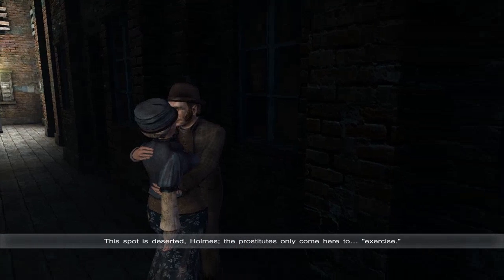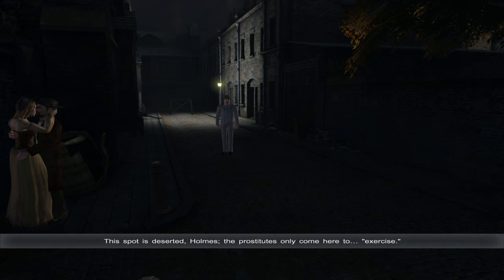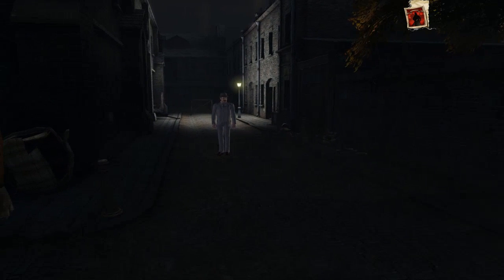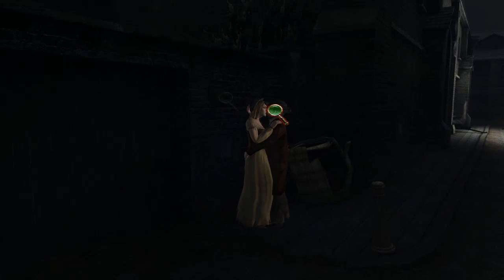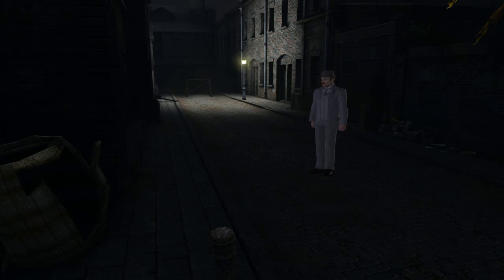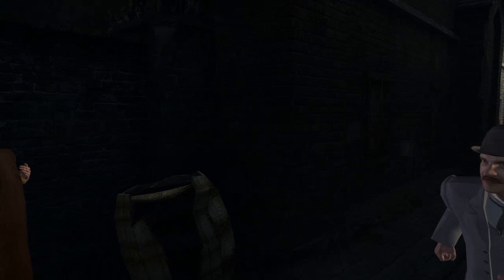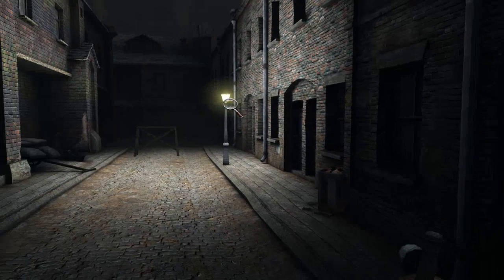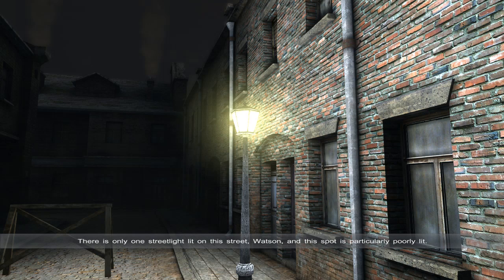This spot is deserted, Holmes. The prostitutes only come here to exercise. This spot is deserted. Yeah, I know. Bucks Row. There is only one streetlight lit on this street, Watson, and this spot is particularly poorly lit.